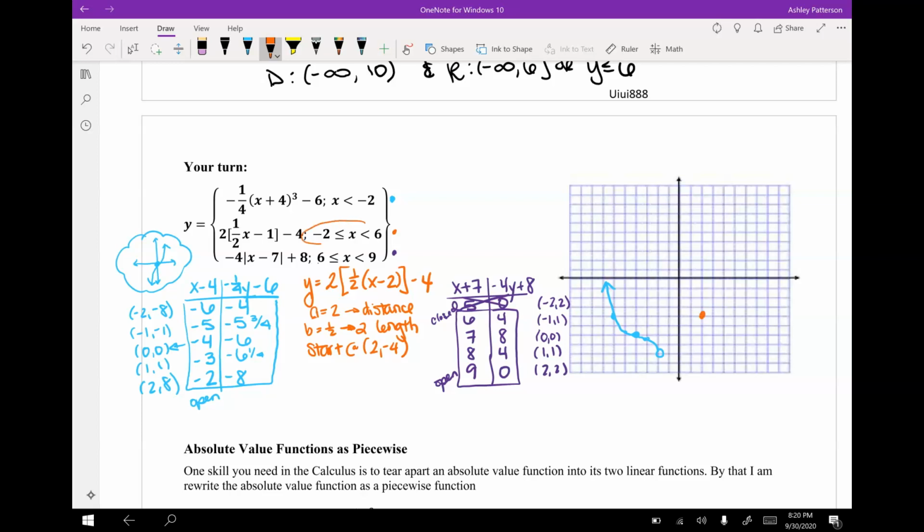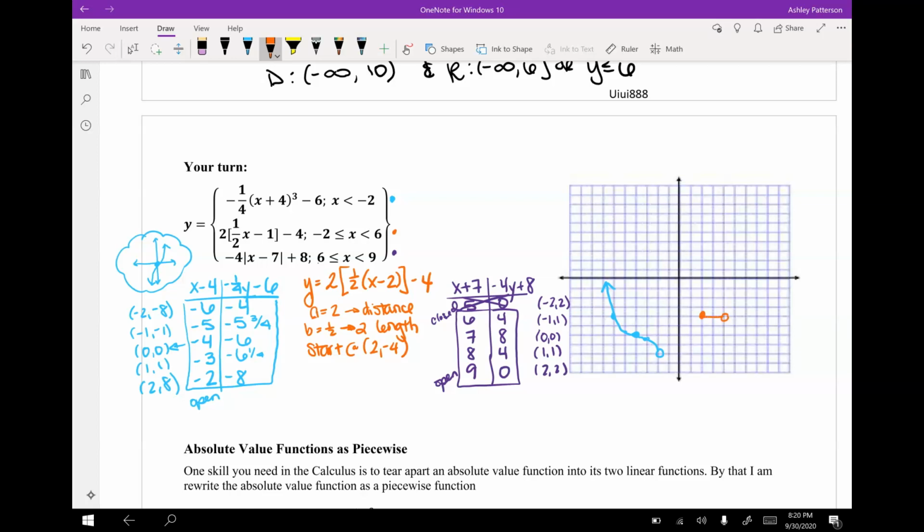Remember, your restrictions go from -2 to 6. So 2 is within the domain. The length of my step is 2 units. There is not any sort of reflection. So I go 2 units over and open circle.